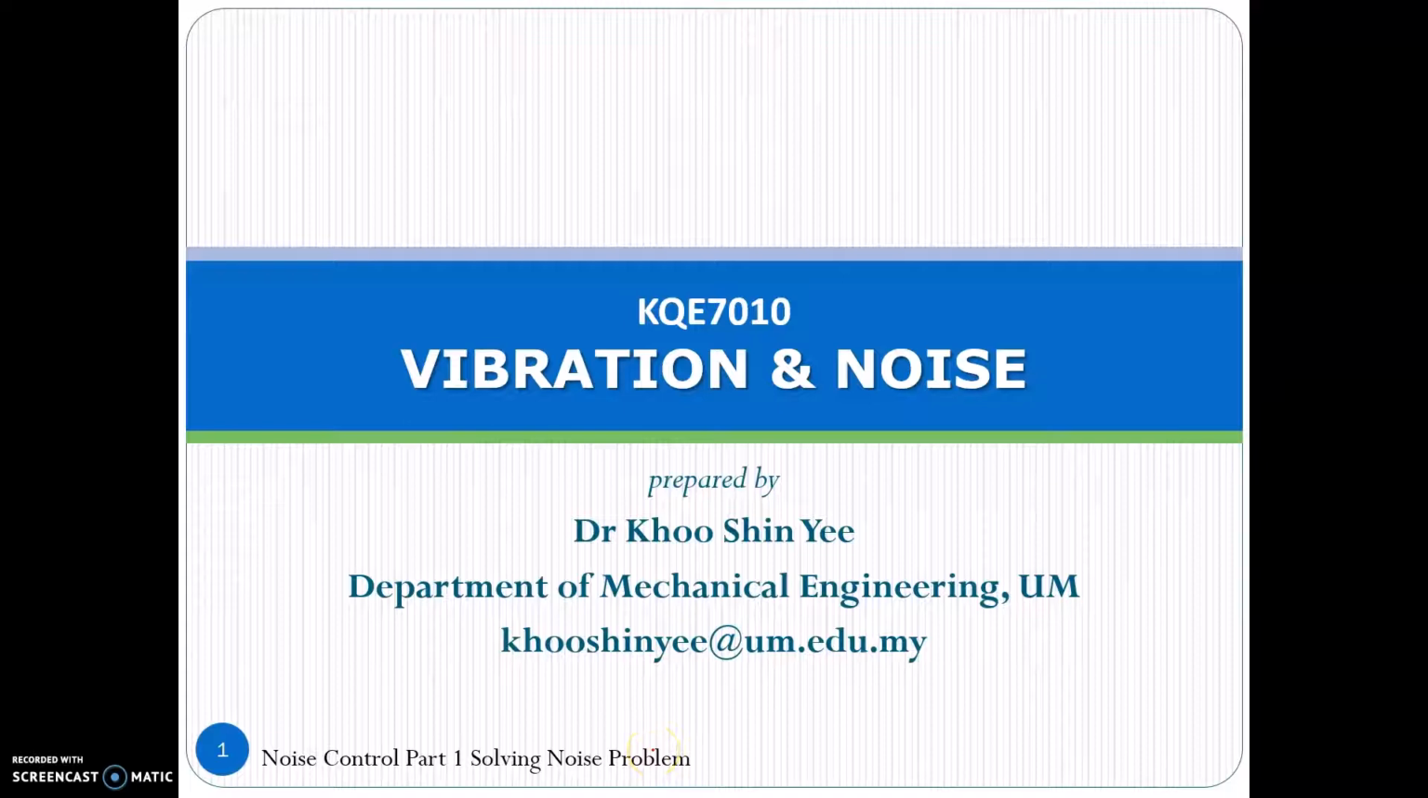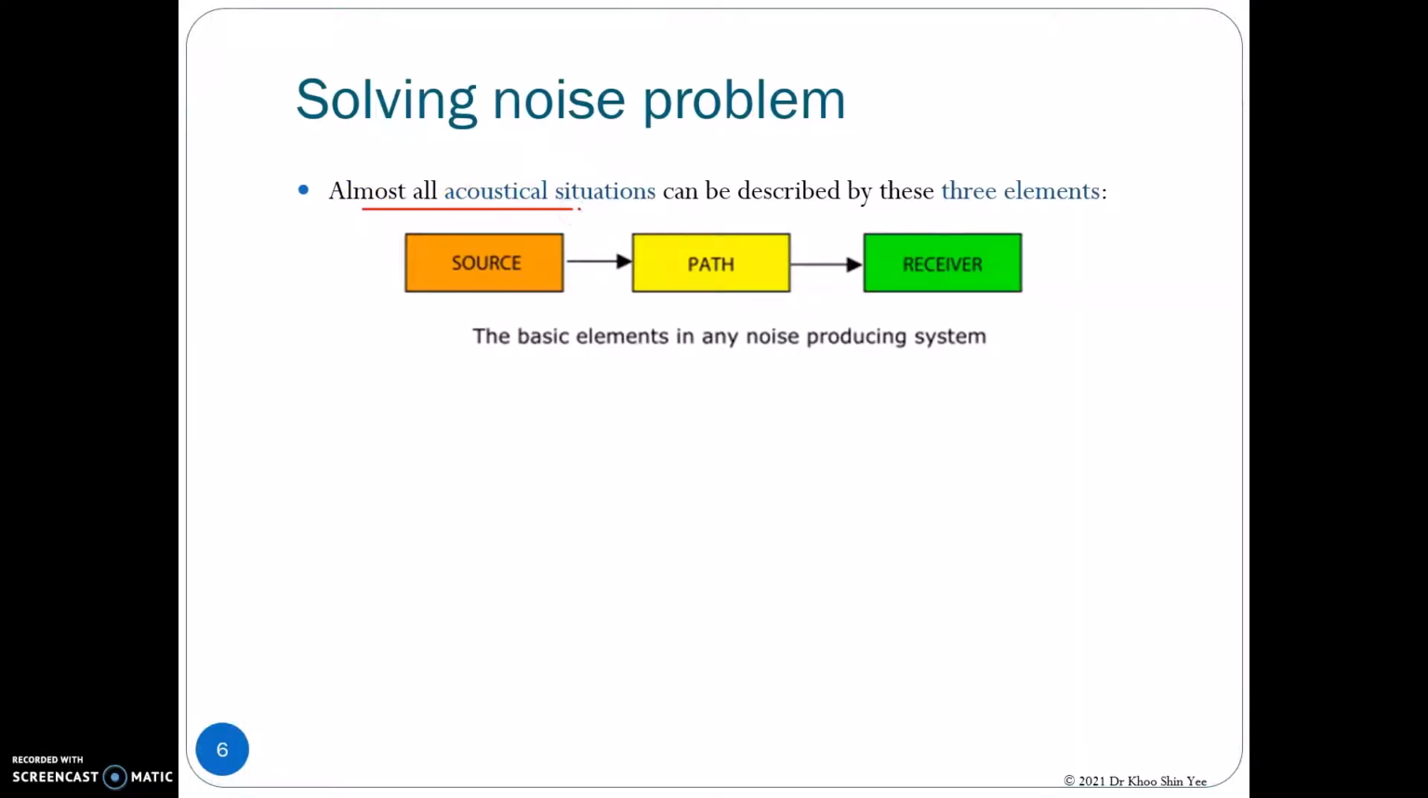Hi, in this video, we will discuss how to solve the noise problem by using noise control. Almost all acoustics situations can be described by these three elements. For the first element, you have the noise source. Second element, you have the transmission path. Lastly, you have the receiver. If the noise source causes an undesired noise level at the receiver, in order to reduce the noise, we can apply noise control on these three elements.